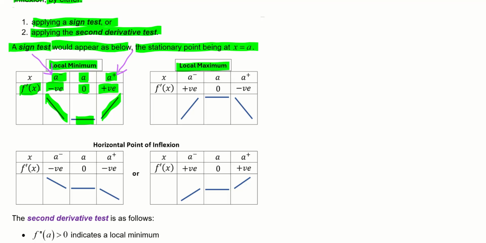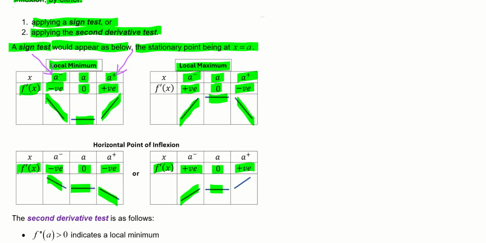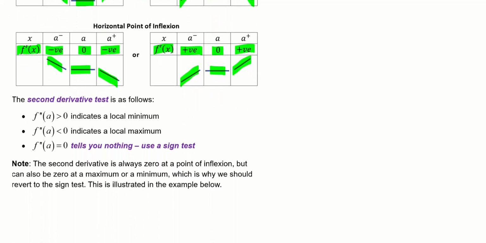Then we have the local maximum. If it's located at a, the gradient there is 0. Take a point to the left, the gradient there is positive. Point to the right, the gradient there is negative. And so we end up with a local maximum. And we have the same sort of thing for the point of inflection. We've got the gradient here. And in this case, it's going negative, 0, negative. So like that, but you get the point of inflection. And in this case over here, it's going positive, 0, positive. And so we have a horizontal point of inflection.